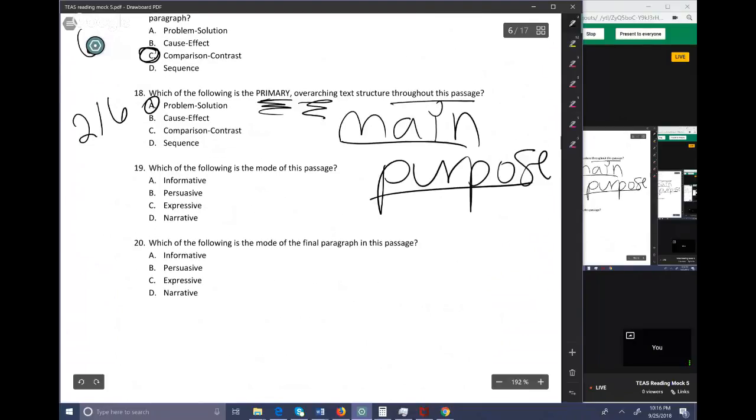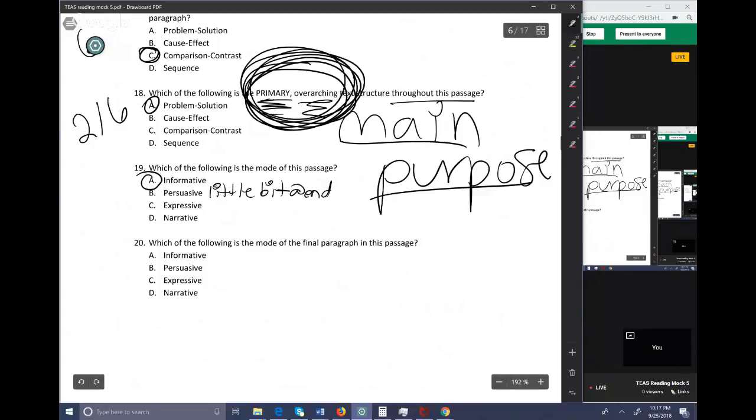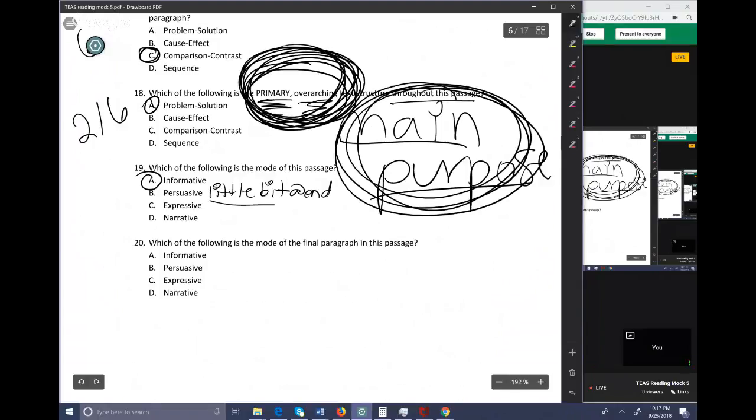Mode of the passage was informative. Yes, there was a little bit of persuasion at the end, but that is not what it was written for. It was really written to put the information out there. There was a bit of persuasion at the end. That's why I did this primary overarching and was so emphasized right there with that. And right here with this is to hopefully make sure that you didn't think the persuasion was too over the top, because it wasn't. Really, they set out to inform.